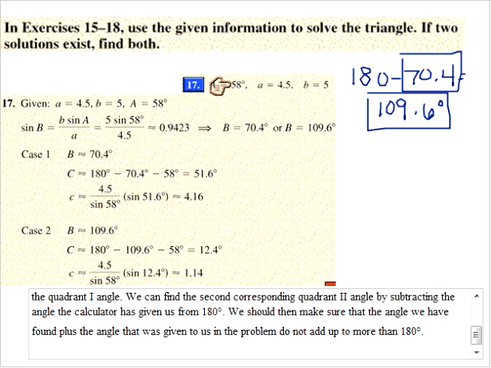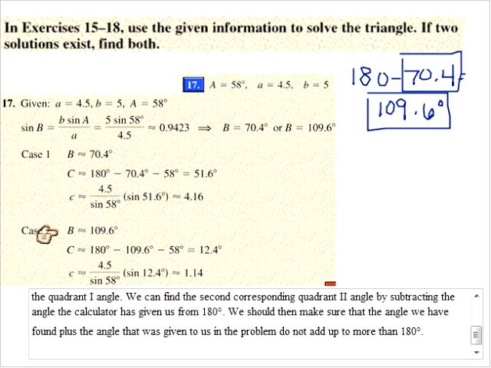So from here, we're going to take it on a case-by-case basis. Case 1, let's have angle B be the 70.4 degrees. That's what we originally found it to be. If that's the case, we can find angle C by subtracting those from 180, and then we can set up a proportion to help us solve for side C. So you're using that information there.